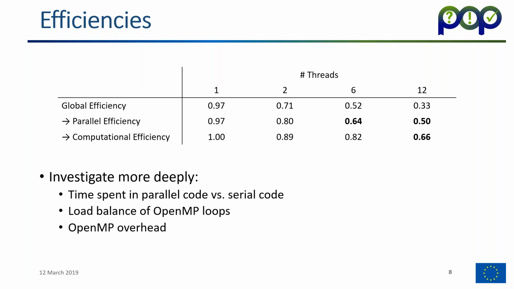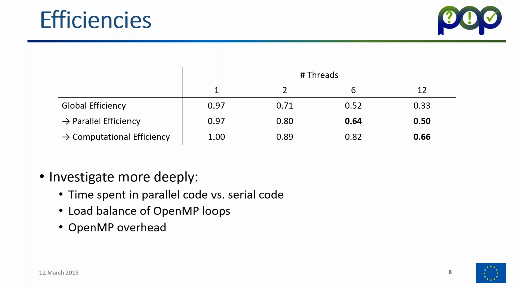So we'll investigate more deeply how much time the code is spending in parallel code versus in serial code, because obviously we're running in parallel on multiple threads. We want to make sure that as much of that as possible is being done on, say, 12 threads rather than just on the single master thread. That's how we're going to get our performance.